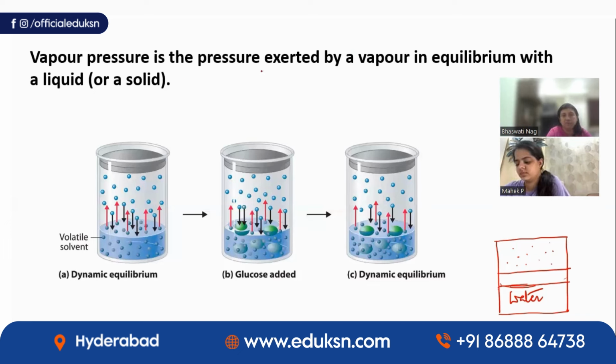So that is the definition. Vapor pressure is the pressure exerted by a vapor in equilibrium with a liquid or a solid. It is applicable for solids also. But here in this chapter, when you are studying Raoult's law, we will discuss it with liquids only. Our discussion will be limited to liquids only. So you can make a note of the definition of vapor pressure.